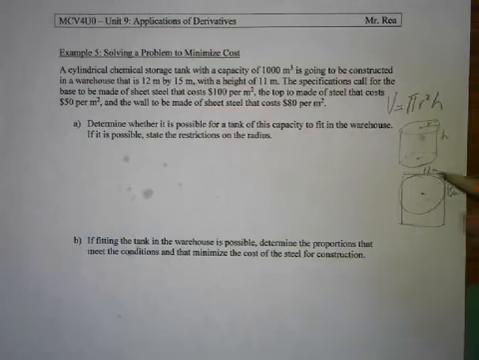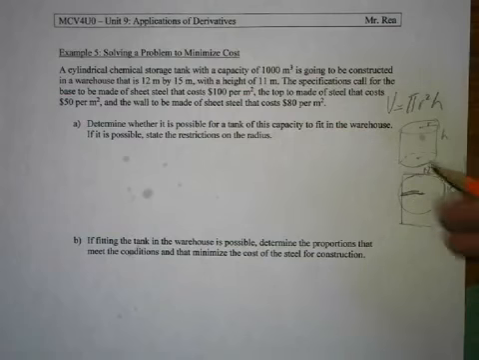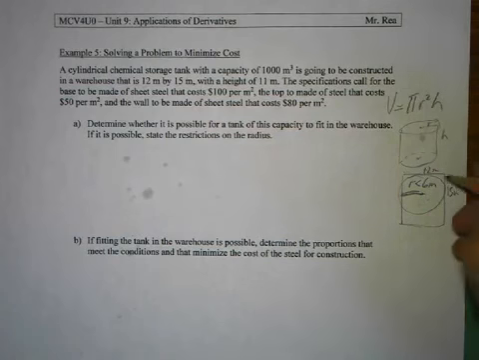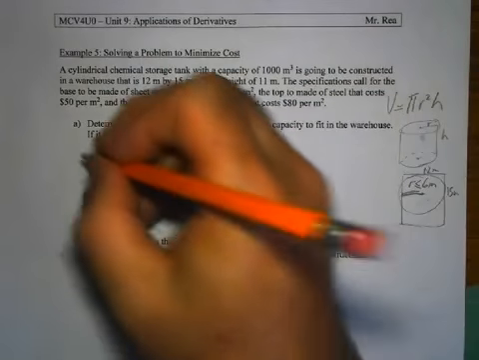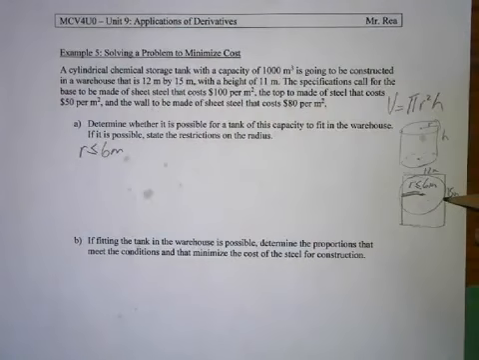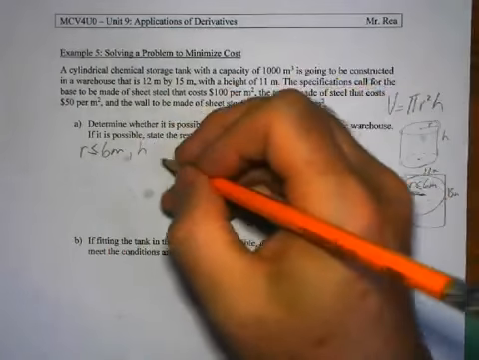So that means that if I maxed out on that 12 meters, the radius has to be less than 6 meters, actually less than or equal to. I'll put that over here: radius is less than or equal to 6 meters, and that's from the floor. Now the ceiling is 11 meters high, so that puts a restriction on the height of the cylinder. It has to be less than or equal to 11 meters.